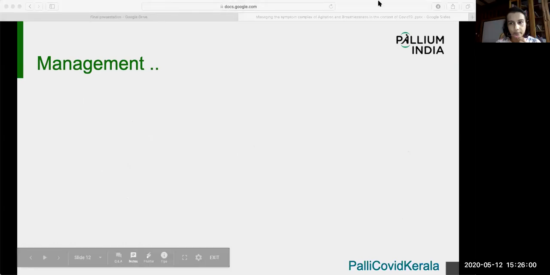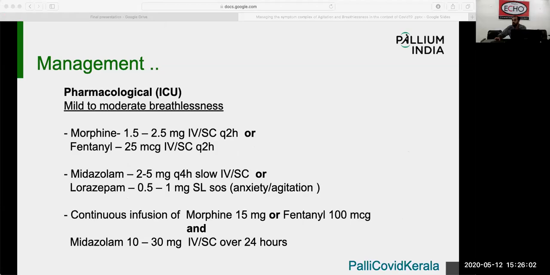Now coming to management, continuing with the management in the ICU. The difference between the management in the ward and the management in the ICU is that parenteral administration of drugs will be more preferred in the ICU setting. So we have given dosages of morphine, IV or subcut. Morphine, the same dose, 1.5 to 2.5 mg, IV or subcut Q2 hourly. Some ICUs prefer using fentanyl, or they're more comfortable using fentanyl. So we can give fentanyl 25 microgram IV or subcut Q2 hourly.